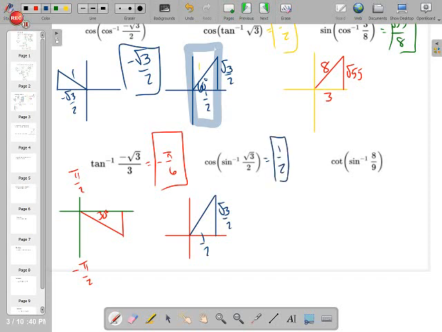And I need another helper triangle for this, 8/9. So I'm going to say the inverse sine is going to be the first quadrant. That's not horizontal. Draw a helper triangle, and they're telling me that opposite over hypotenuse is 8/9. 81 minus 64 is 17, so this is radical 17.